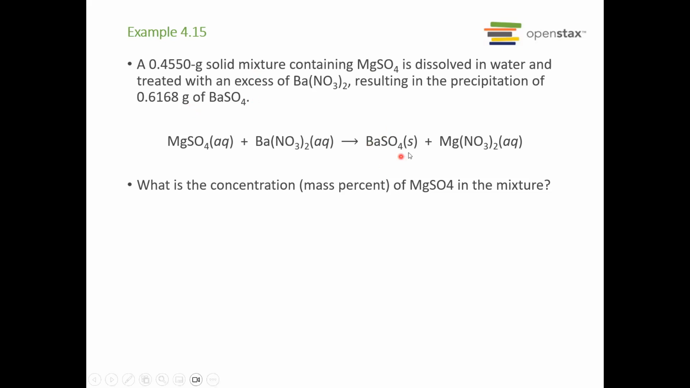So now we've got the mass of the barium sulfate. We want to ultimately determine the mass of the original magnesium sulfate, so it's just going to be the stoichiometry. Ultimately, we're trying to get the mass percent, but in order for that, we need to get the mass itself. We can use 0.6168 grams of barium sulfate, the molar mass of barium sulfate, then the mole-mole ratio, 1:1, and finally the molar mass of magnesium sulfate.